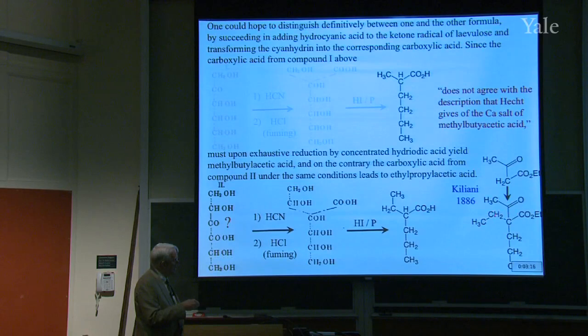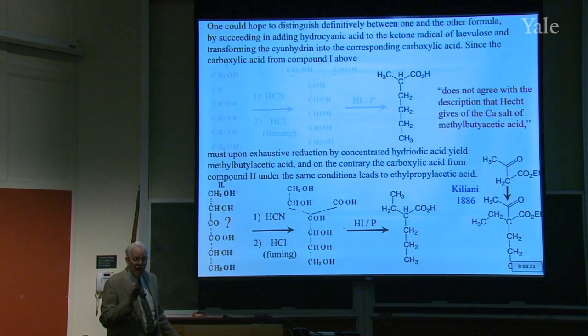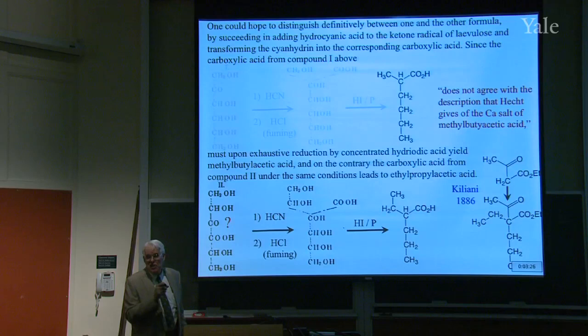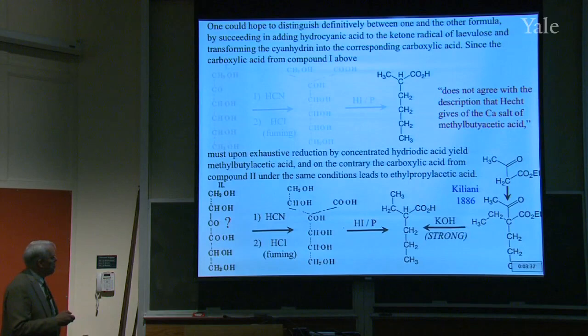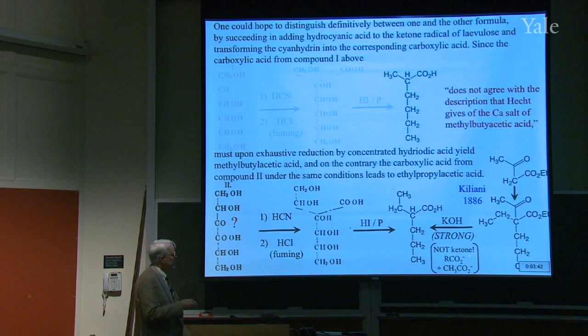propyl, right? And then what I told you last time is that when you hydrolyze this, you get the acid, and then it decarboxylates. So from the acetoacetic ester synthesis, you lose CO2 and get a ketone. But he did it differently in those days. He used really, really strong KOH, which doesn't give a ketone.